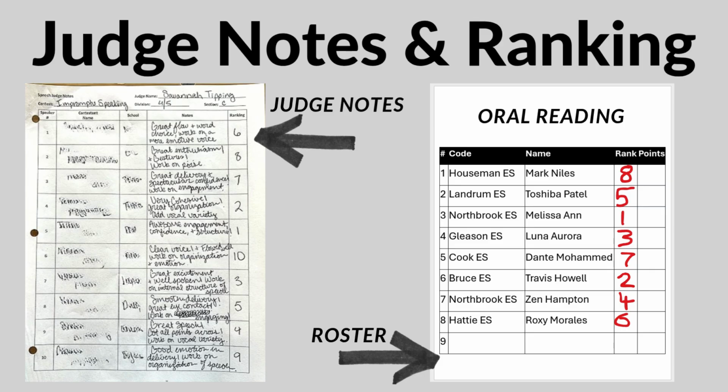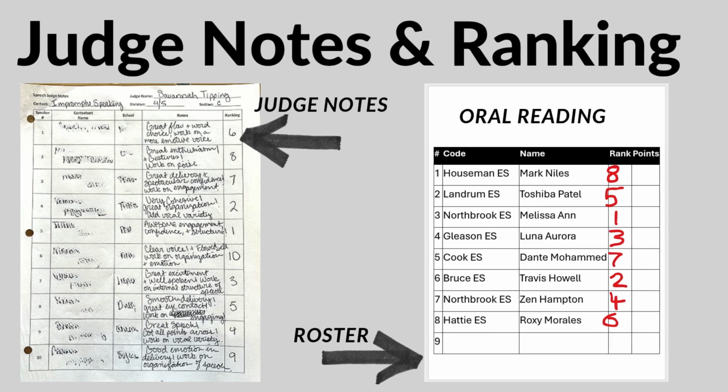Rank all students from first to last. No ties are allowed in oral reading. Use your ballots and notes to guide you. Some judges rank as they go by reordering ballots after each speaker. Others wait and decide after all have performed. Either method works. Just stay fair and consistent.